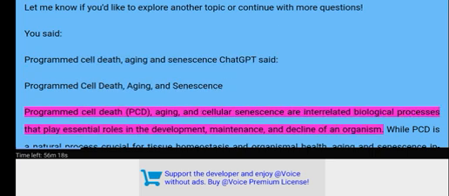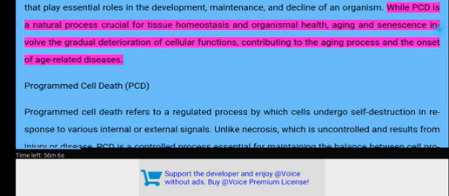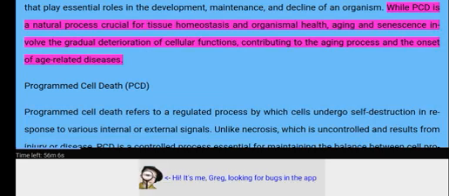Programmed cell death (PCD), aging, and cellular senescence are interrelated biological processes that play essential roles in the development, maintenance, and decline of an organism. While PCD is a natural process crucial for tissue homeostasis and organismal health, aging and senescence involve the gradual deterioration of cellular functions, contributing to the aging process and the onset of age-related diseases.